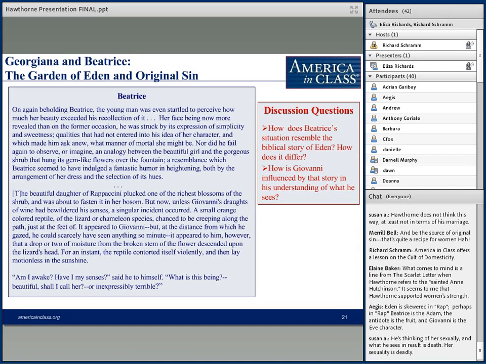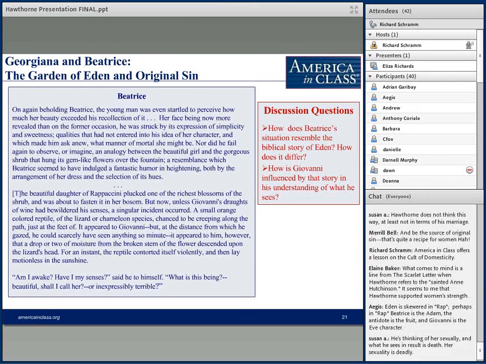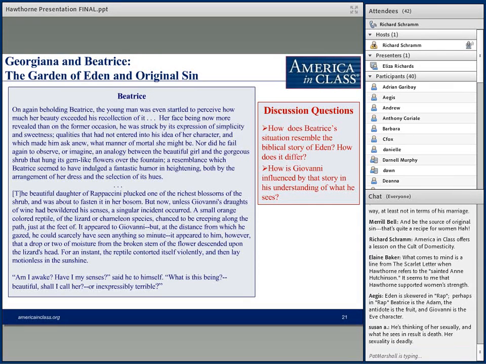Eden is skewered in Rappaccini. Perhaps in Rappaccini, Beatrice is the Adam. The antidote is the fruit, and Giovanni is the Eve character. A little gender bending there. He is thinking of her sexually, and what he sees in result is death. Her sexuality is deadly. So that's interesting. Here's a young guy encountering female sexuality, and again, doesn't know what to make of it.